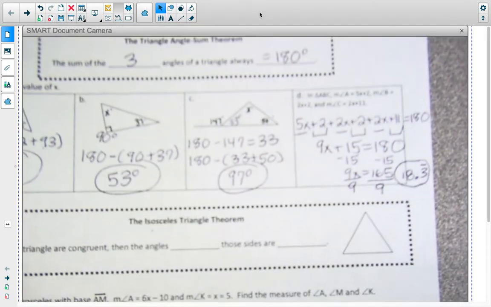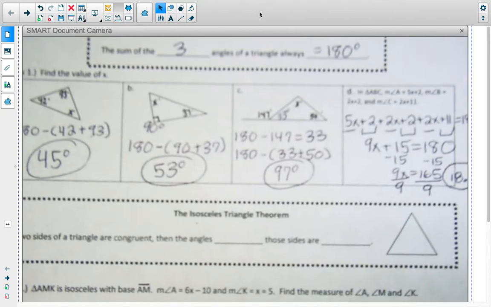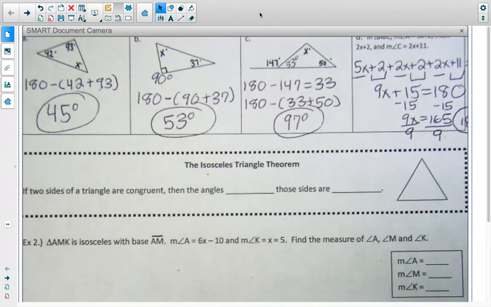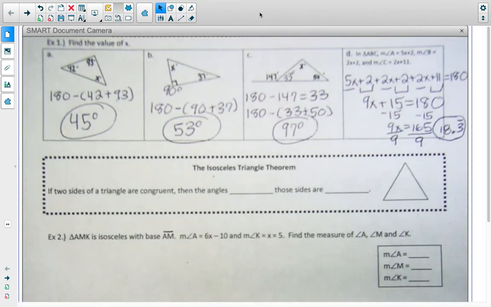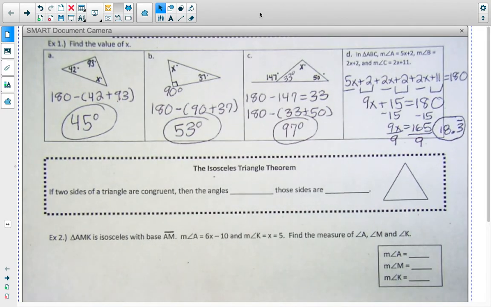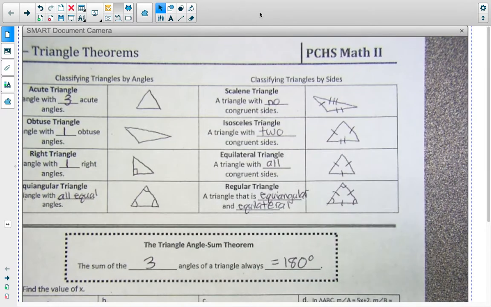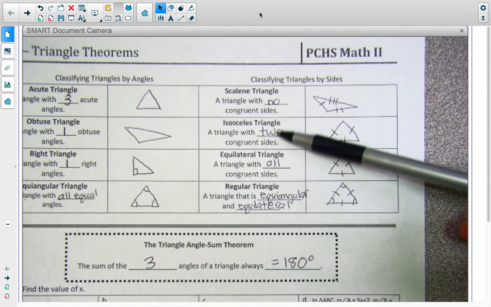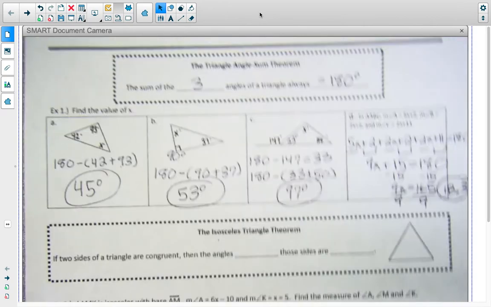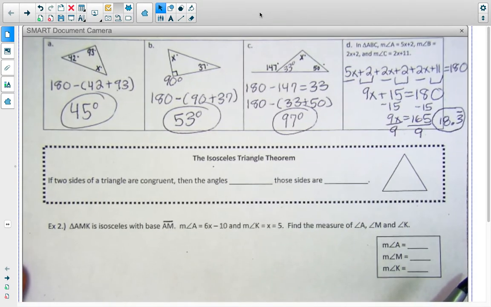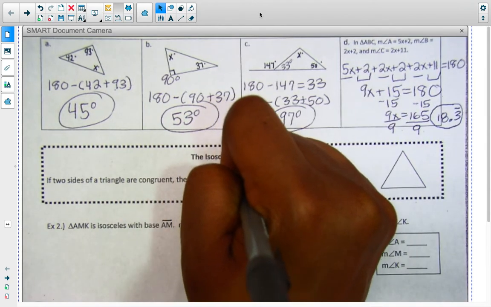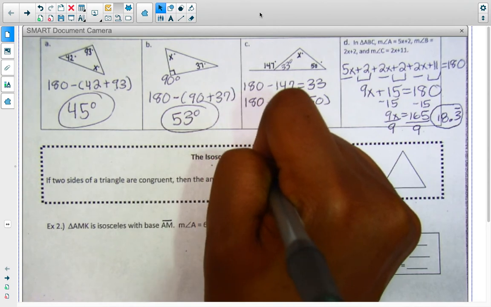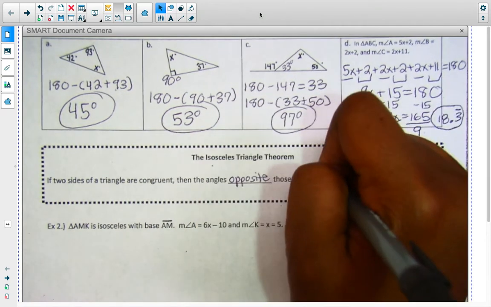Now we're going to take a look at another theorem. All right, this time we're going to take a look at the isosceles triangle theorem. So if I bring this back down, isosceles triangle, a triangle with two congruent sides. So we want to keep that in mind. Isosceles has two congruent sides. So the isosceles triangle theorem says if two sides of a triangle are congruent, then the angles opposite those sides are congruent.